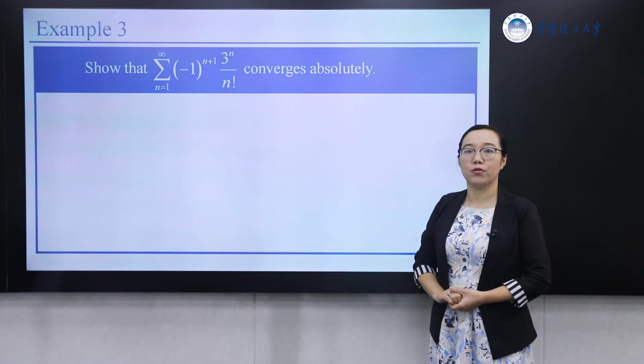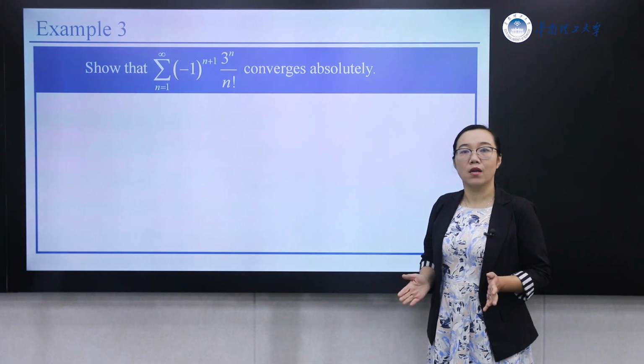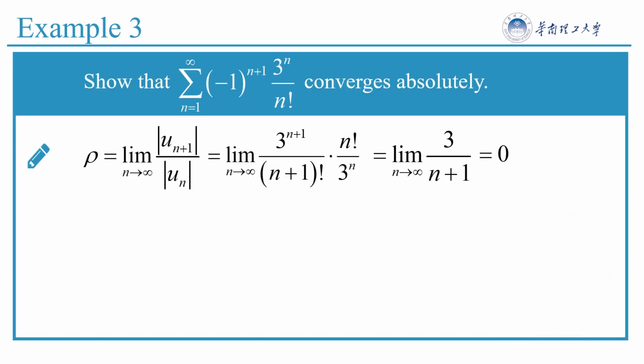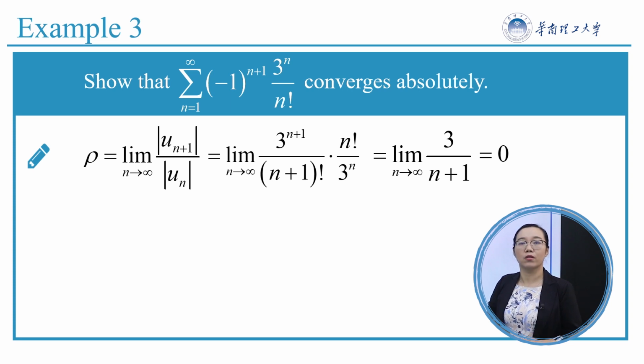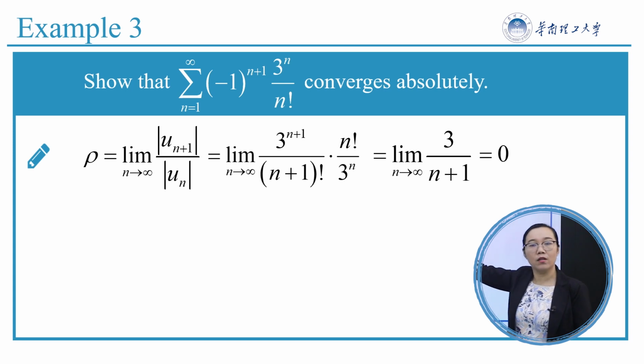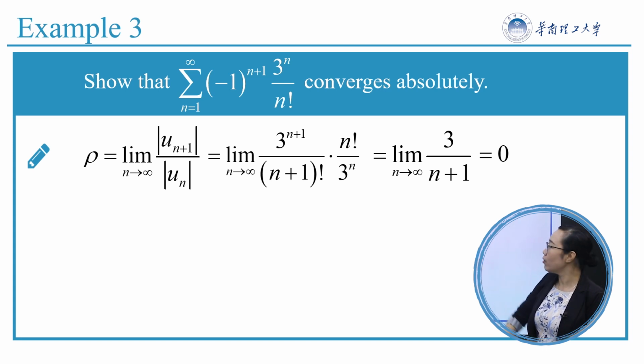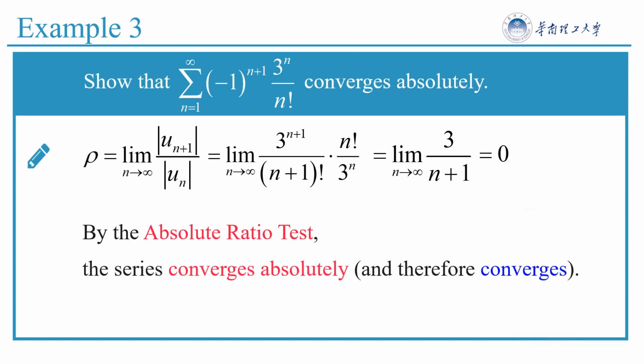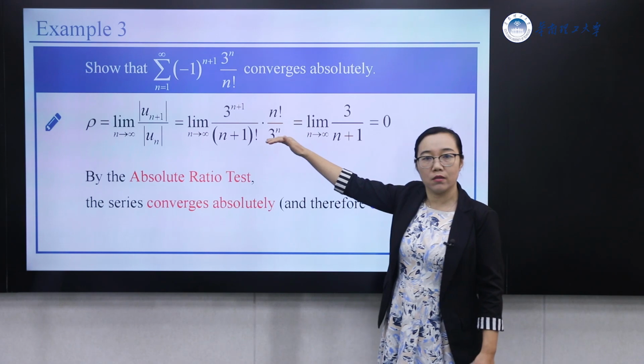Let's look at example 3. Please determine whether the series converges absolutely. The value of rho, namely the limit of the absolute value of Un plus 1 over the absolute value of Un, equals 3 over n plus 1, which equals 0 when n tends to positive infinity. By the absolute ratio test, the series converges absolutely and therefore converges.